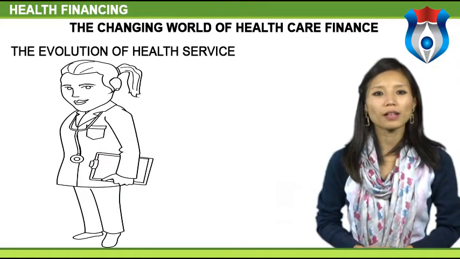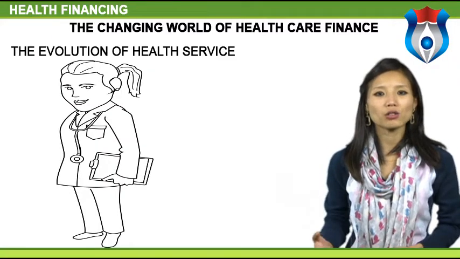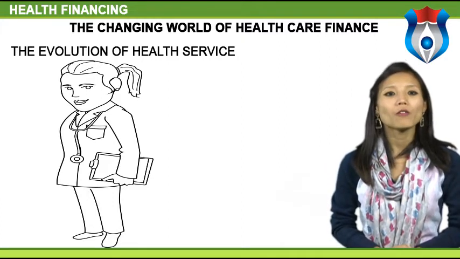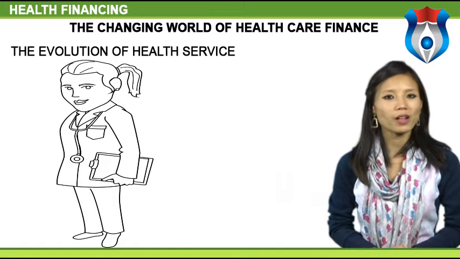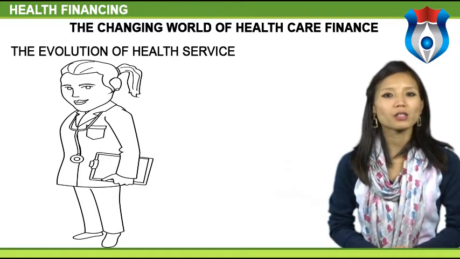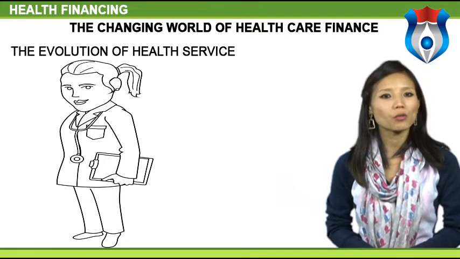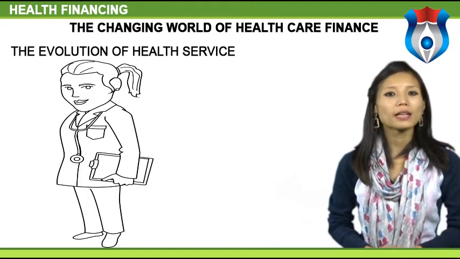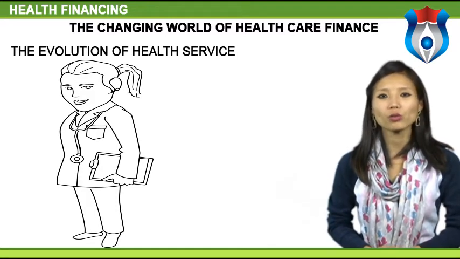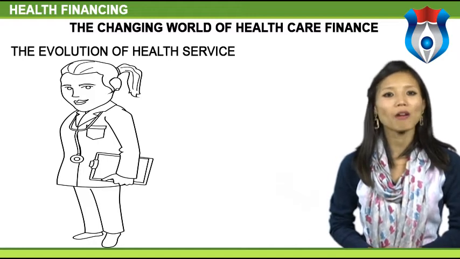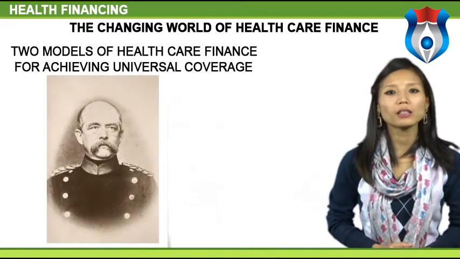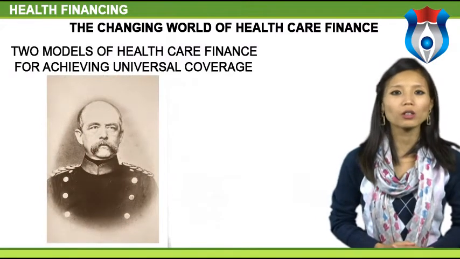The evolution of health service finance: an international comparison shows that countries use different ways of paying for health services. For example, France and Sweden have developed distinctly different practices to fund hospitals and to pay for doctors. Latin American countries have social insurance systems, whereas in many African countries, government funding is common. Two models of healthcare finance for achieving universal coverage.